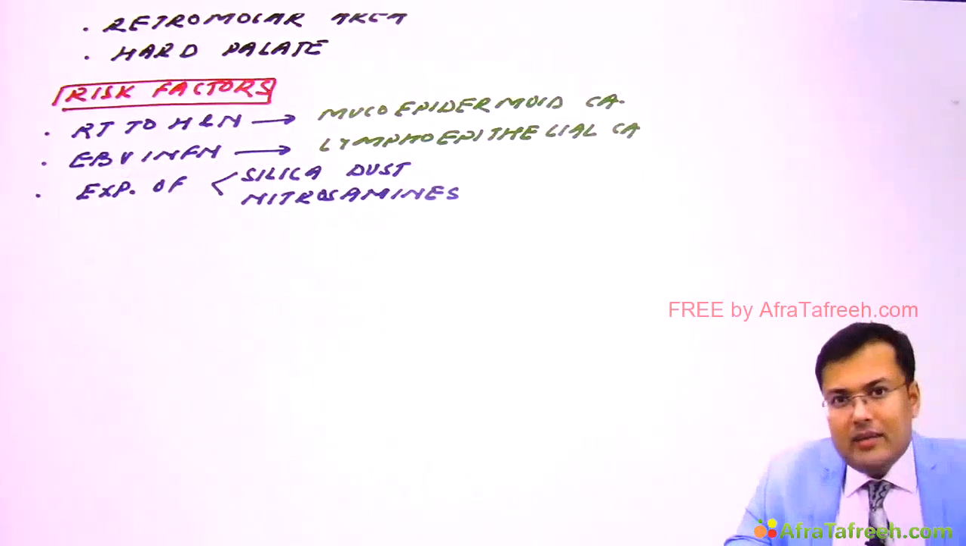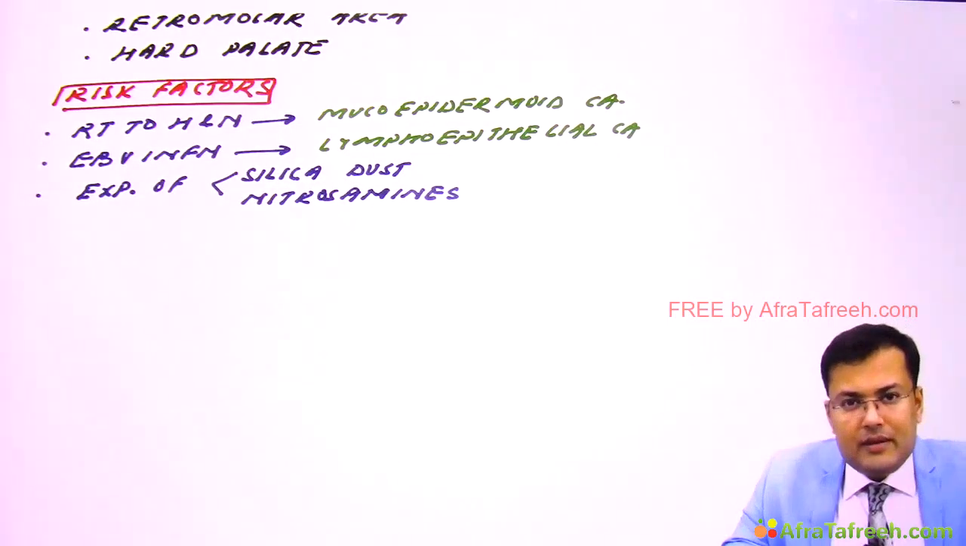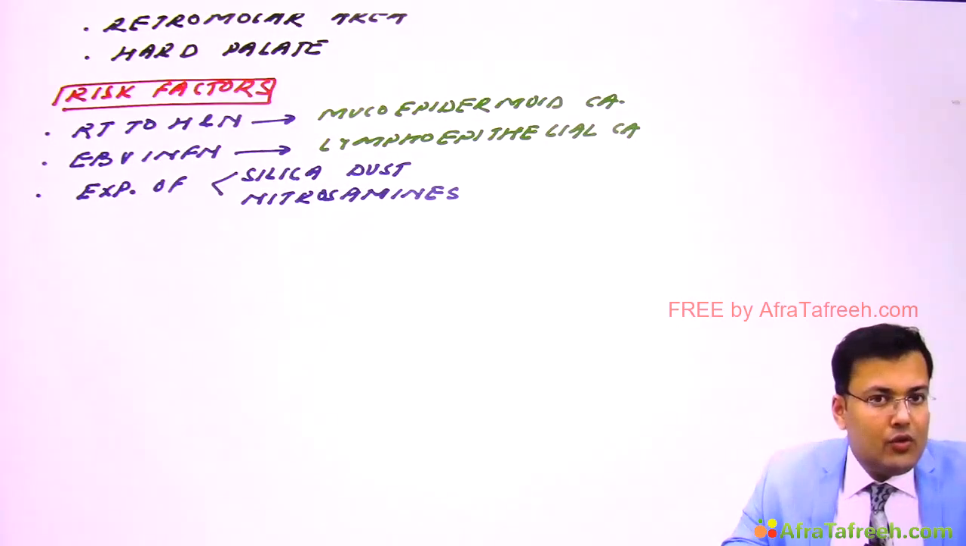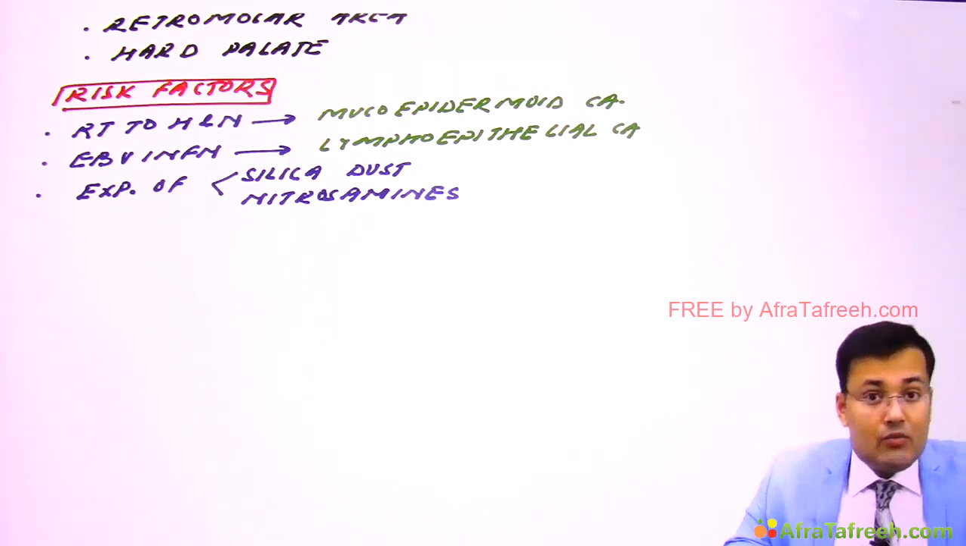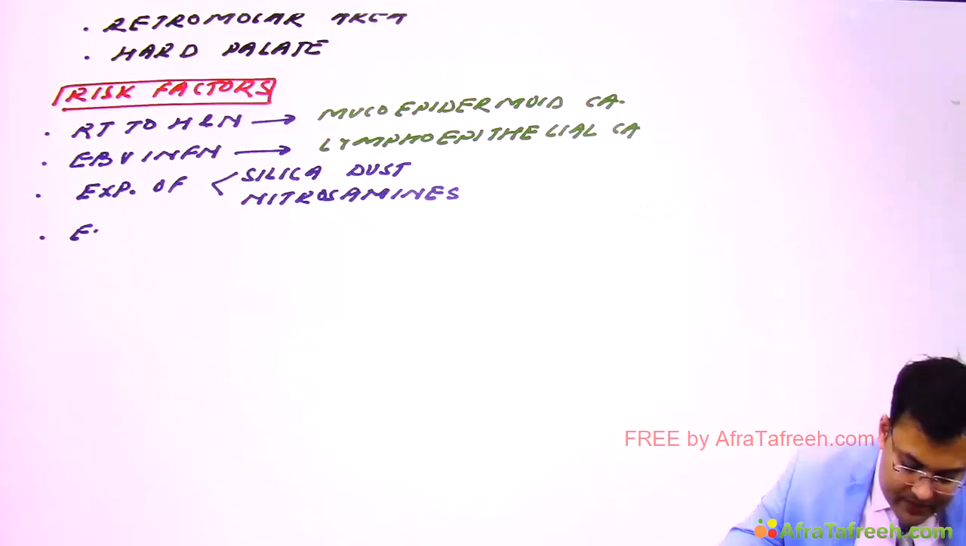Early menarche and nulliparity also increase the risk of salivary gland tumors. It means that salivary gland tumors are more common in females. If early menarche and nulliparity are risk factors, then it is more common in females. So you will see most salivary gland tumors are more common in females, except Warthin's tumor, because Warthin's tumor is more common in males. So the other risk factor is early menarche and nulliparity.